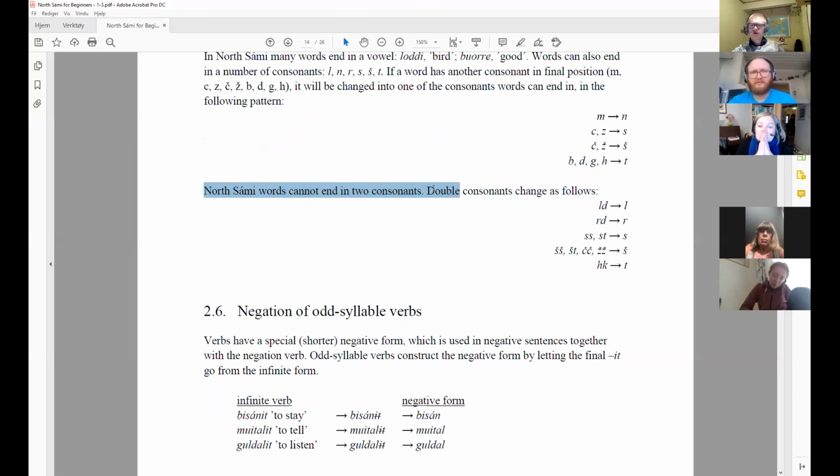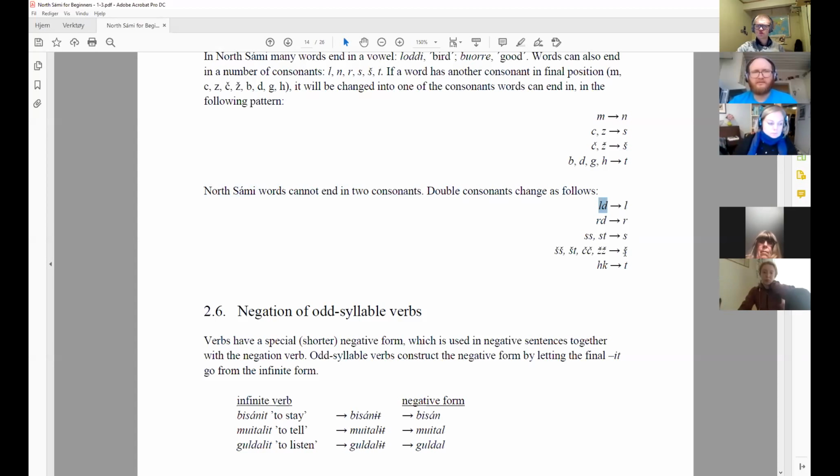And also another rule: North Sámi words cannot end in consonants. You know, these vowels, these long sounds, a, o, i. But consonants are these where you close your mouth in some way, l, r, m, b, and you don't end the words in a double consonant. So if you have an ld in the end of a word, you will drop the last bit of it, so the L will stay, and RD, the R will stay, and the ST or SS, just one S will stay, or the S, and so on.